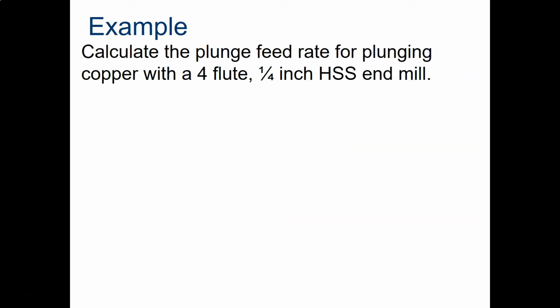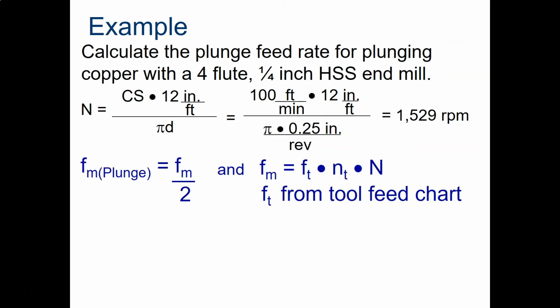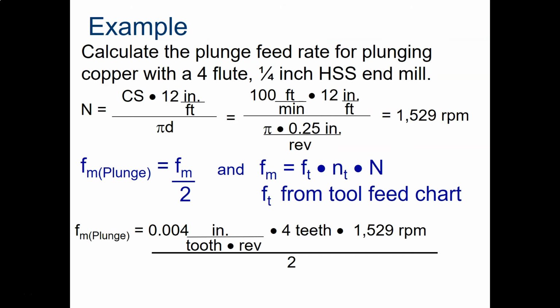Let's calculate another one. Find the plunge feed rate for plunging copper with a 4-flute 1/4-inch HSS end mill. Same process. 100 feet per minute for copper is found on a table, plugged into the spindle speed, then somewhere around 1,529 RPMs should be used. Note that the same formula is used, and we just need to find the feed value. And voila, 24.5 inches per minute. Take a moment and copy it down if you need.